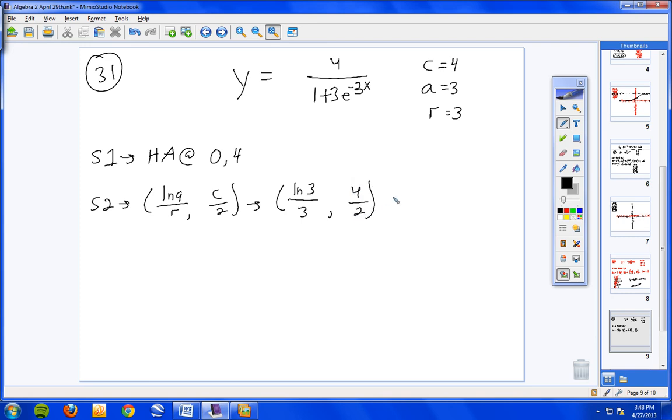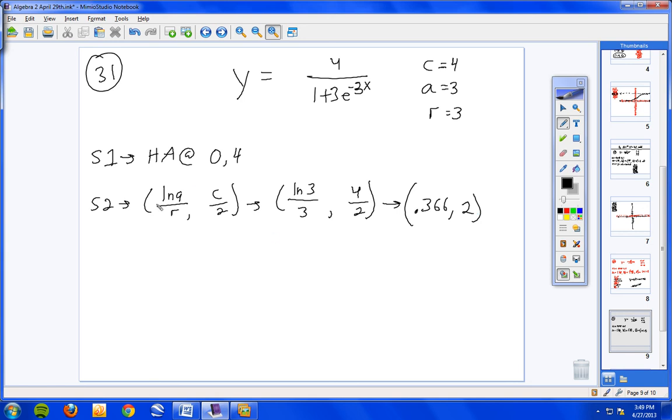Well, let's break out our handy-dandy calculators, and let's type in the natural log of 3. So natural log of 3 gives you 1.0986, then divided by 3. There's a 3 down here, so divided by 3. You should get 0.366 and comma, and then 4 over 2 is just 2. So there you did step 2. You found your middle value.